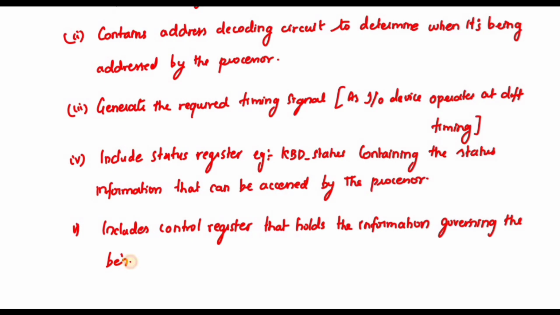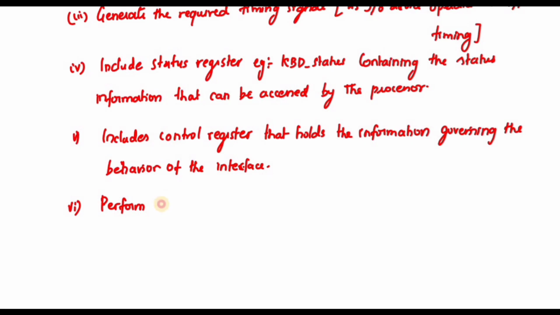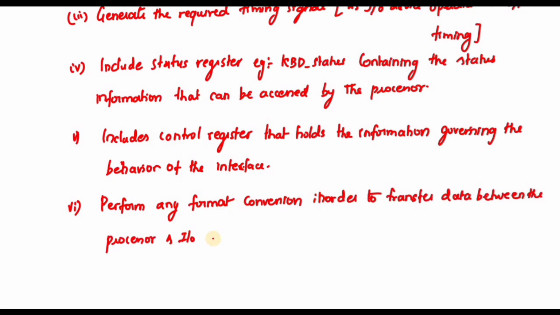Next, it includes the control registers, which will hold the information governing the behavior of the interface. The last one is that it performs any format conversion in order to transfer the data between the processor and the input-output pins. So now let us come to a parallel interface.